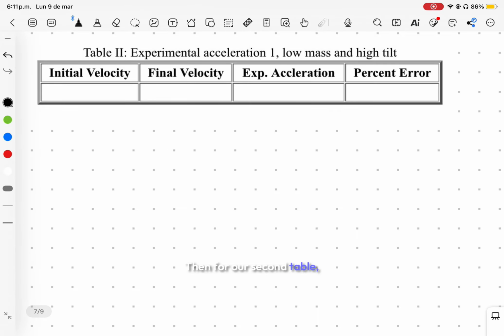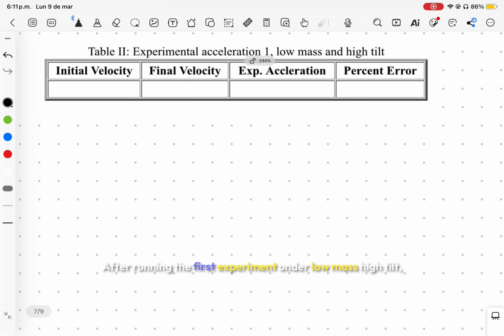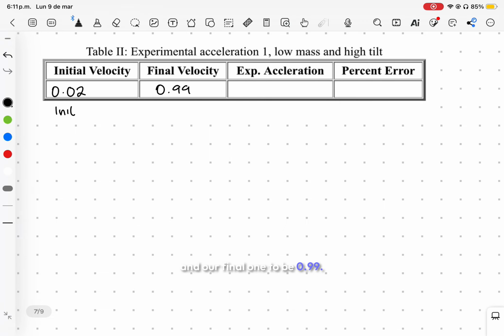Then for our second table, after running the first experiment under low mass, high tilt, we set our initial velocity to be 0.02 and our final velocity to be 0.99. Then we annotated our initial time and our final time, where our initial time is 0.05 seconds and our final time is 3.58 seconds.